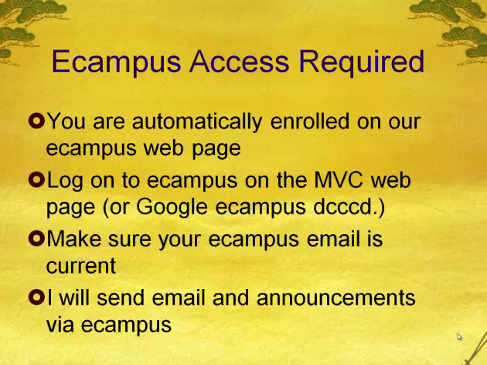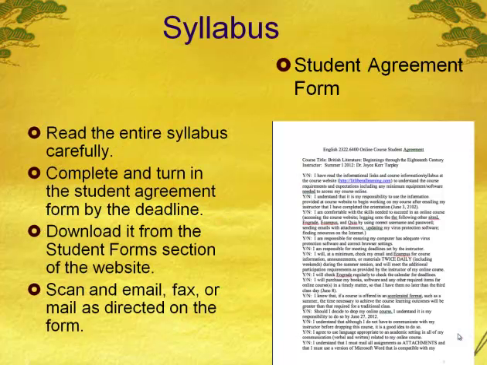You can access eCampus from the Mountain View College webpage, or you can Google eCampus dccc.edu, and you need to make sure your eCampus email is current, the one that you're using right now, an email that you will check regularly. It is very important in an online course that we stay in communication.